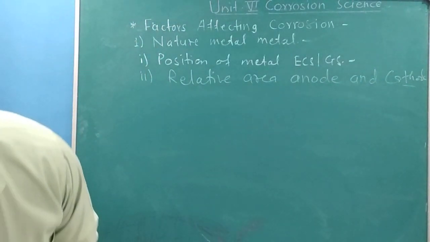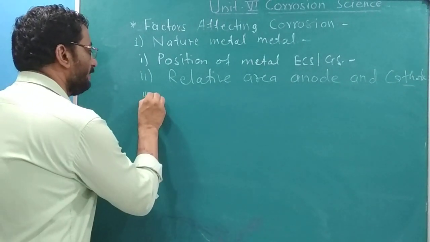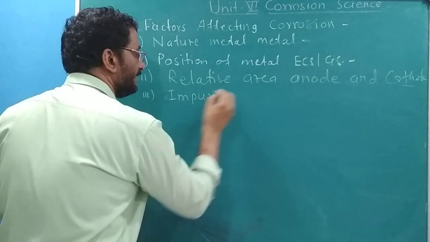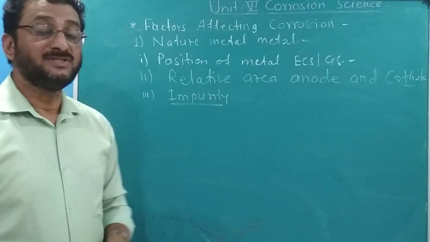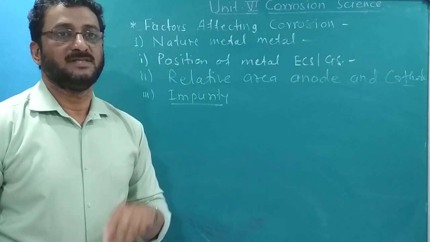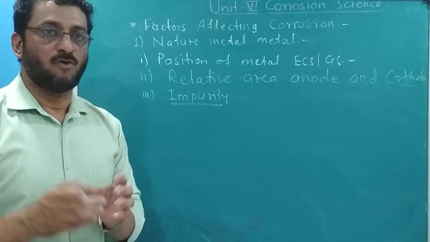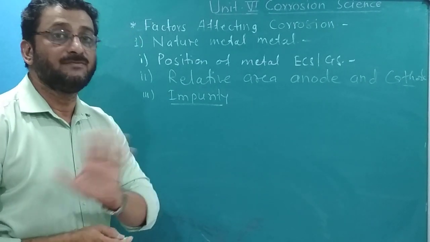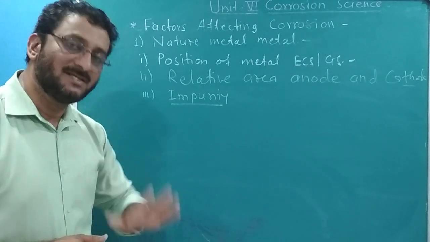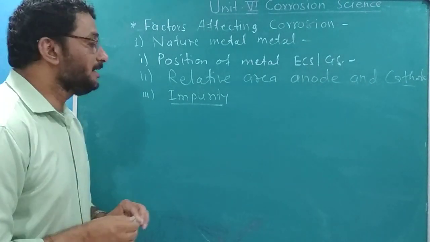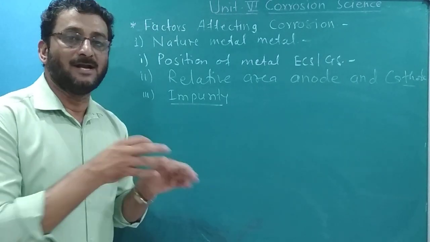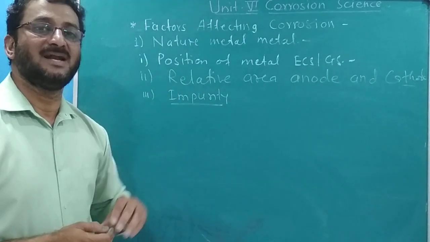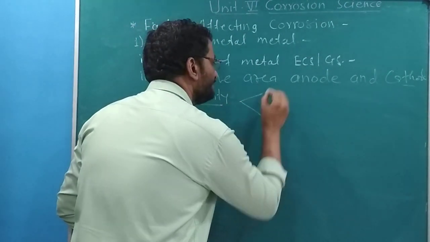Then the third part is impurities present in the metal. Now this impurity is of two types. If the metal and impurity form a homogeneous system, then it will not cause corrosion, or it will suppress the rate of corrosion. At the same time, if this impurity forms a heterogeneous system, then the rate of corrosion of the anode or metal rapidly increases. So how to explain this?